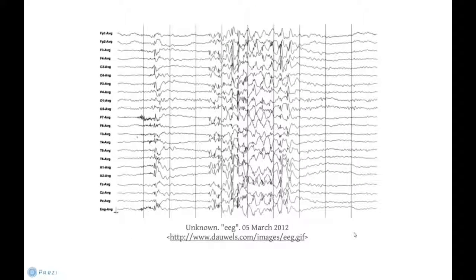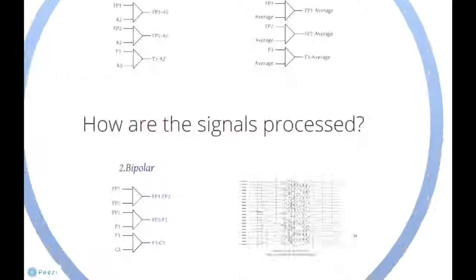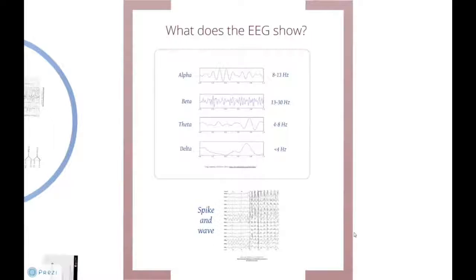So here's an example of an EEG trace. Each line represents the difference between that electrode and the average of all the electrodes being measured. Now, as you can probably guess, this trace isn't ideal. These sharp peaks are indicative of epileptic events. And this moves us on to the clinically important question, which is, what does the EEG show?